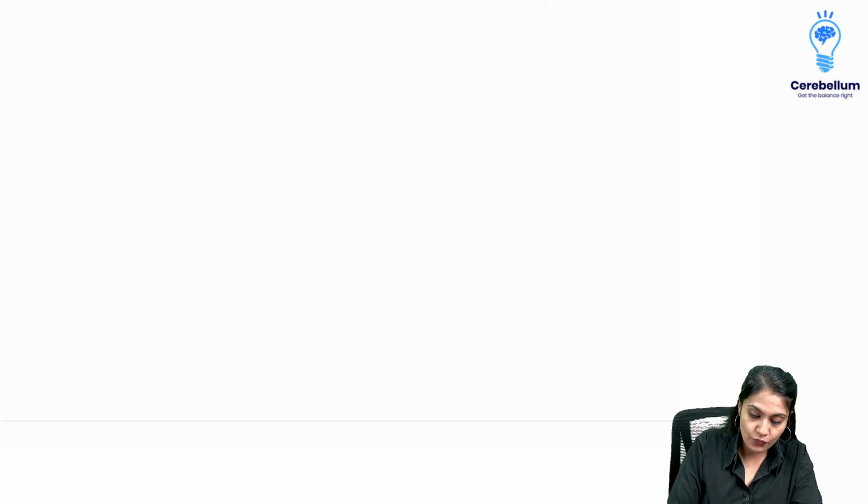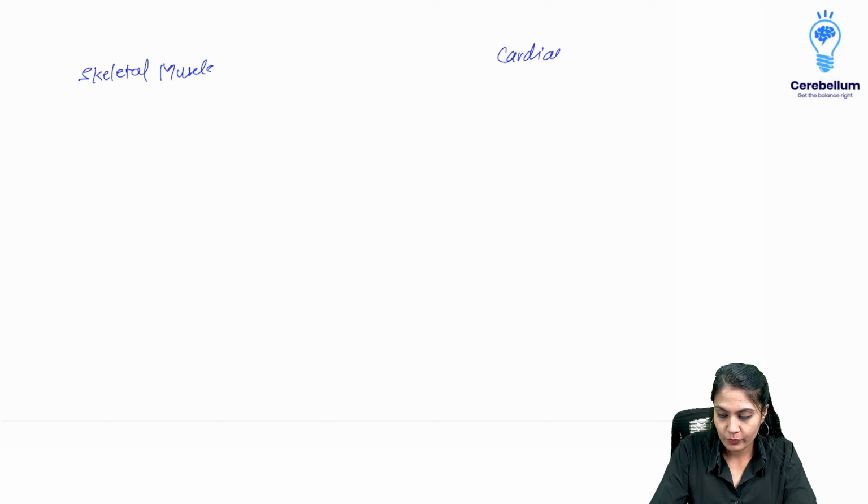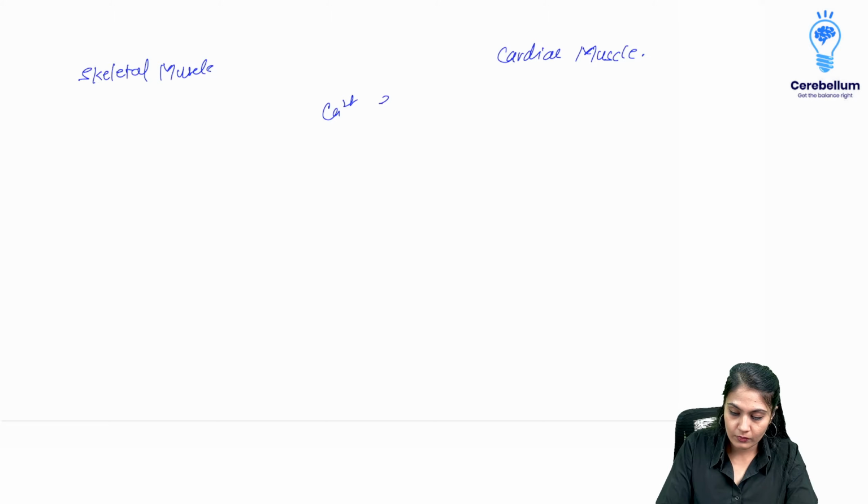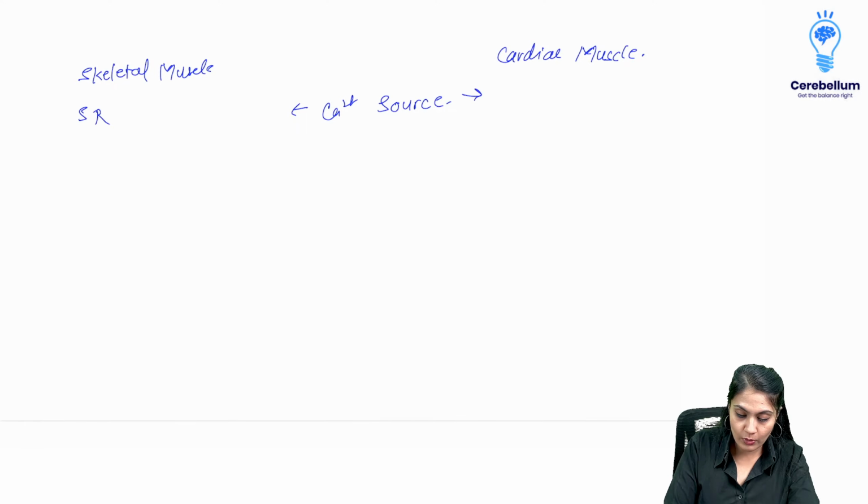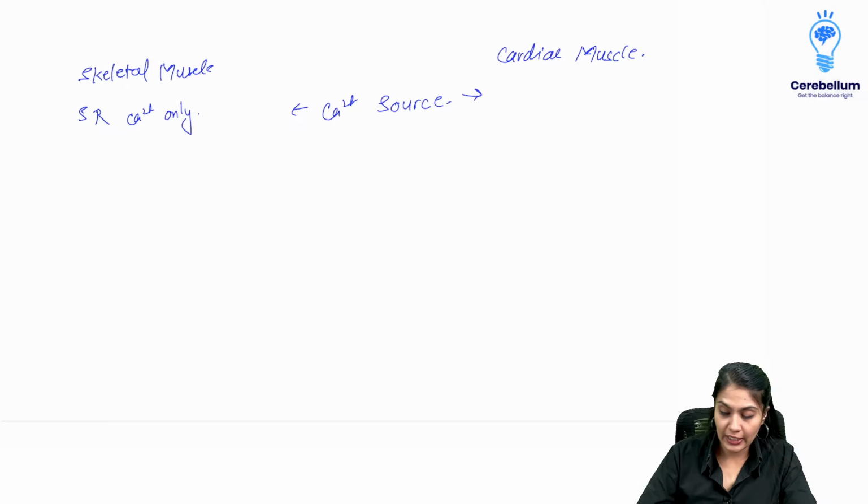So what are the changes? First of all, let's write the skeletal muscle over here, and especially the cardiac muscle. What is the calcium source? The calcium source of the skeletal muscle is going to be only and only sarcoplasmic reticulum calcium. If I talk about the cardiac muscle, then yes, the sarcoplasmic reticulum is most important, but before that, the ECF calcium is also important.